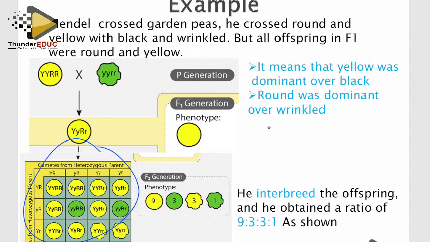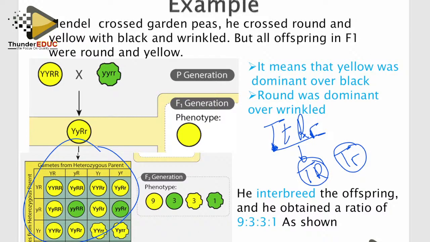For example, if I have capital T, small t, capital R, small r, and ask you what the gametes are. This goes with this, so I'm going to say capital T, capital R. That's the first gamete. Now this one with this is capital T, small r. You circle them. Then this with this is small t, capital R. Then this with this, small t, small r.